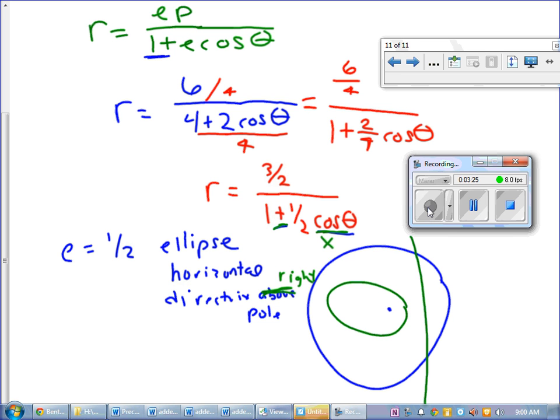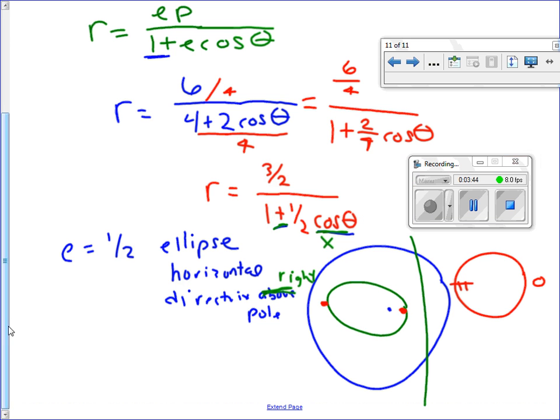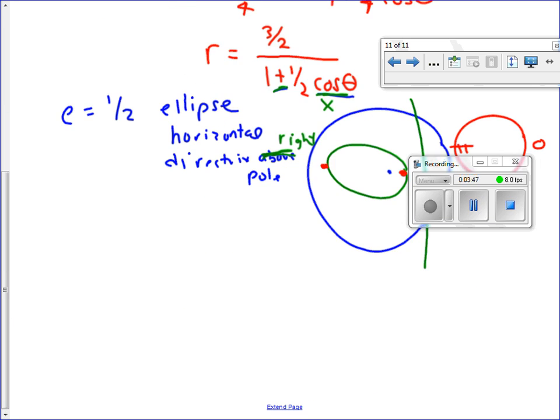Okay, so now I need to think about my vertices. My vertices are on the horizontal axis. So if I think about my unit circle, what two angles are on the horizontal axis? Those angles are 0 and pi. So I'm going to substitute those two angles into the equation. My equation is r equals 3/2 over 1 plus 1/2 cosine theta. And to be on the horizontal, theta could be 0 or pi. So let's start with 0.